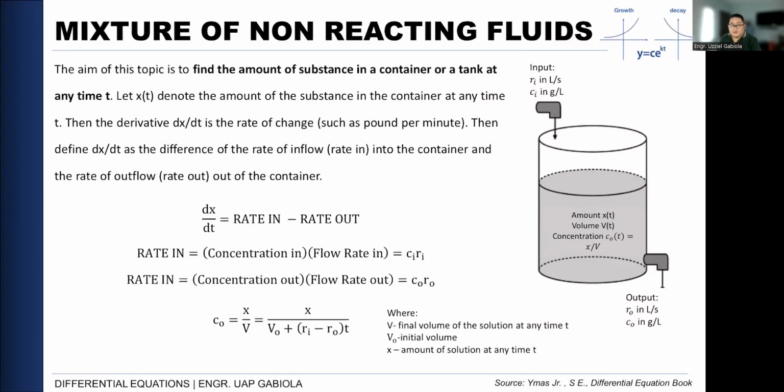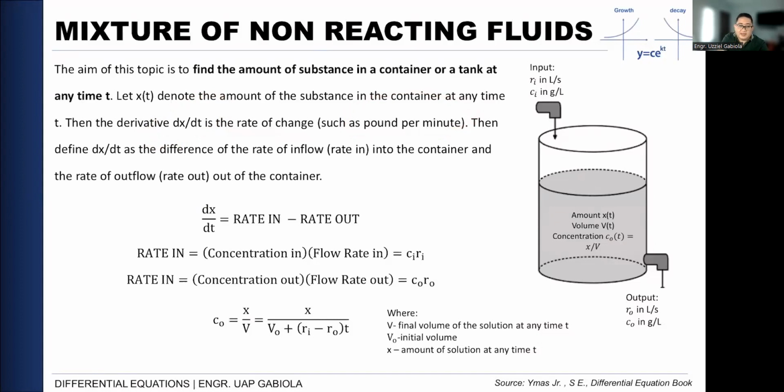Okay? So let down natin si x(t) as the amount of substance in the container at any time. And then, if we take the derivative of the amount with respect to time, or dx/dt, ang tawag natin sa kanya is rate of change. No? Na ang unit niya is in pounds per minute. Okay? Kasi amount per time. Amount per time, kaya pound per minute yung kanyang unit.